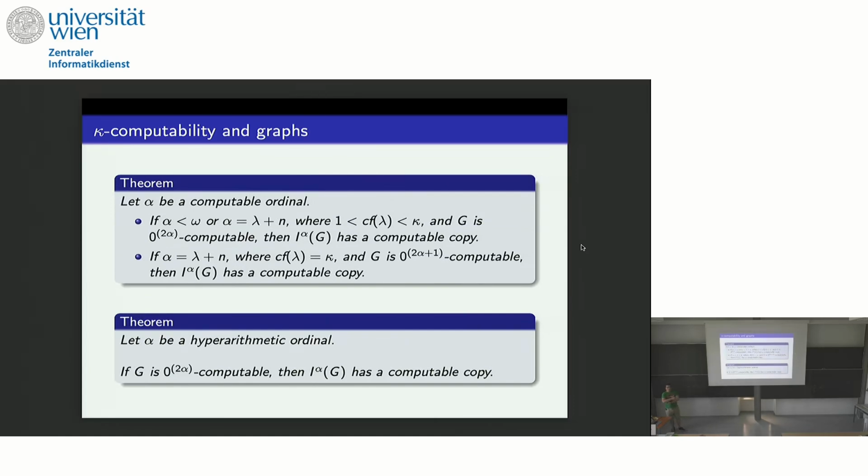Okay, we don't quite have the optimal result for this. So we want it to be that taking the alpha integral removes the correct number of jumps. And if alpha is a computable ordinal, yes, no problem. If alpha is a hyperarithmetic ordinal, we can't quite do that. And I'm not saying it can't be done, just that we don't know how to do that.